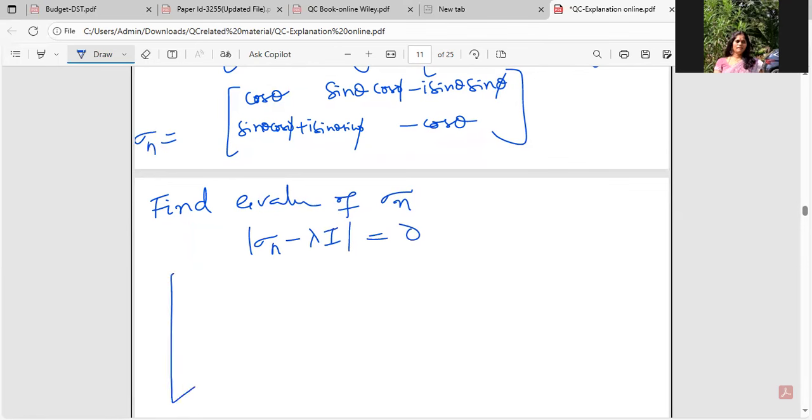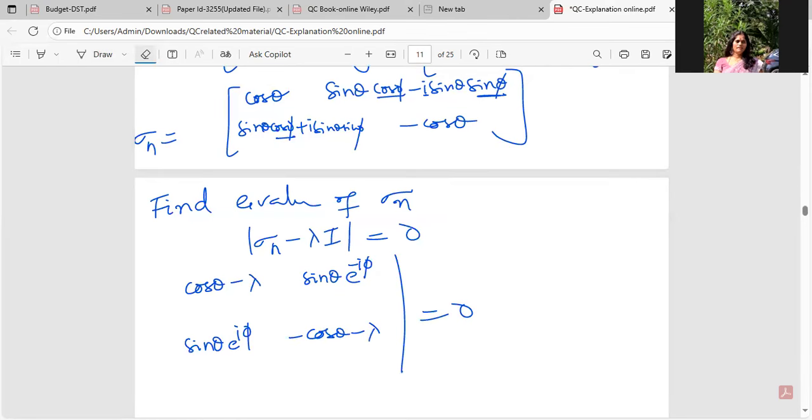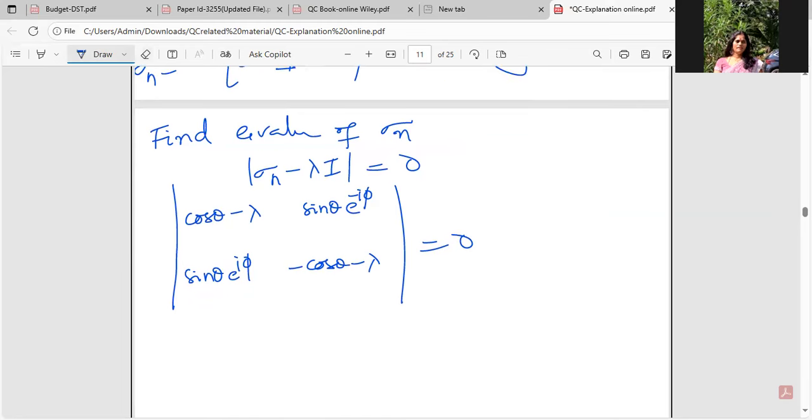This is my sigma n, right? So if I take it, what I'll get is cos theta minus lambda. Of course, this you see, guys. Cos phi minus i sin phi. Okay, here cos phi plus i sin phi, which can be written as sin theta if taken out common, e power minus i phi. This would be what? Sin theta e power i phi, minus cos theta minus lambda. Of course, this is a determinant, guys. There is no closure of this bracket. It's a line. The determinant is enclosed in a line so that its resultant is a number.